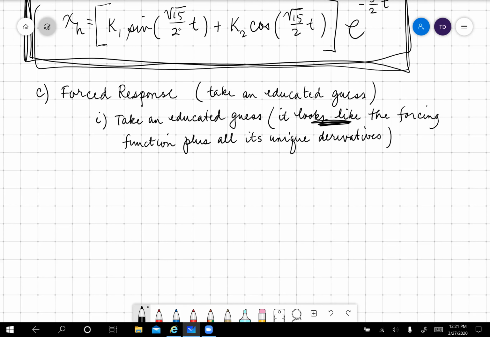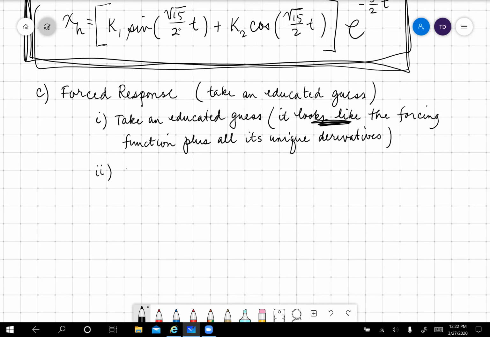So looks like means has the same form. When we say it has the same form, we scale with any constant. We look at what the form is. Oh, it's a cosine. But then we scale it with any constant. So we put a constant into each of these, and what we need to do is solve for each of the constants that are in our guess.